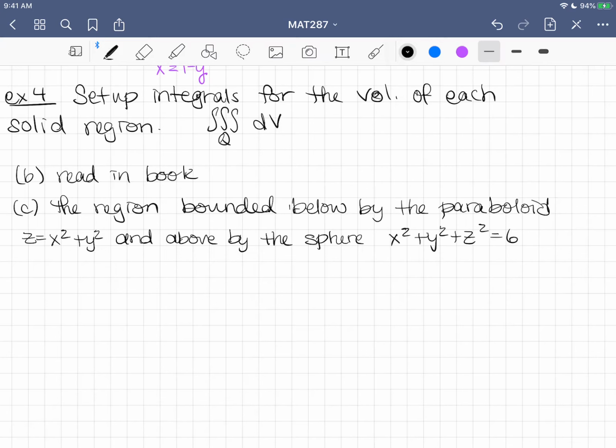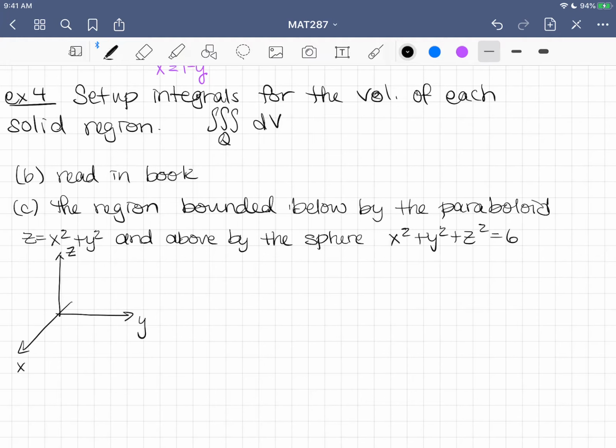Let's try setting up another integral for the volume of a solid region. So I'm going to ask you to read part B. Remember, this was example 4 in your textbook. And let's look at part C together. So we want the region bounded below by a paraboloid z equals x squared plus y squared, and above by the sphere x squared plus y squared plus z squared equals 6.